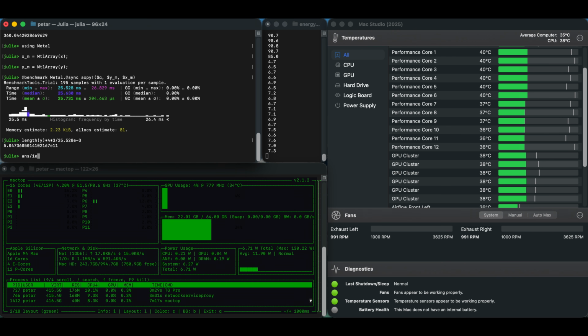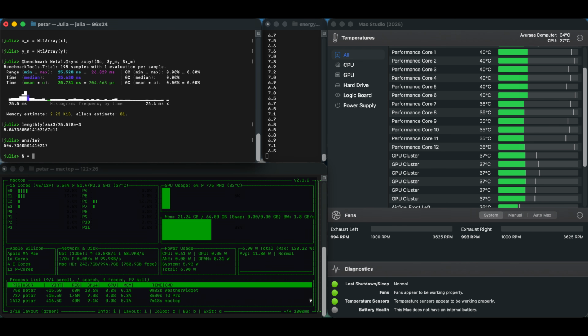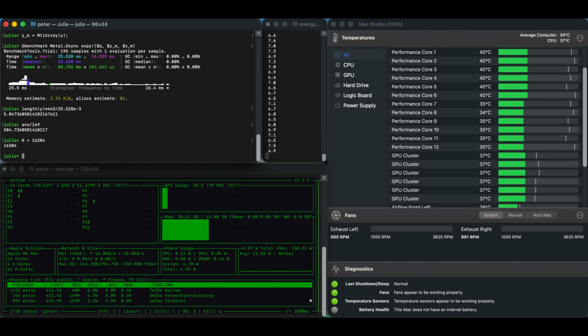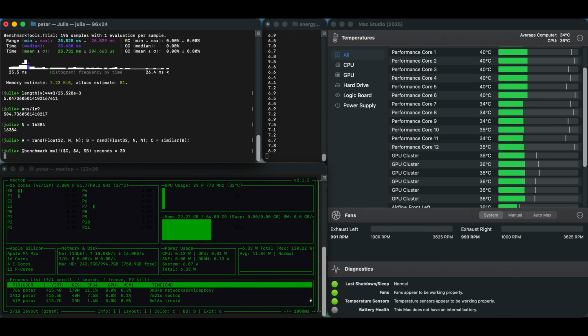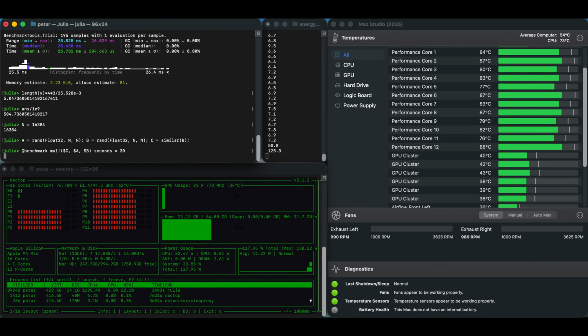Now we switch to compute throughput, using matrix multiplication. We reduce the problem size to n equals 16,384 and allocate 3 large matrices A, B, and C. These are dense Float32 matrices, large enough to keep the compute units fully occupied. We benchmark mul!(C, A, B), which performs an in-place matrix multiplication. This operation has very high arithmetic intensity, meaning each byte loaded from memory is reused many times. So it's ideal for measuring peak compute performance, not bandwidth.